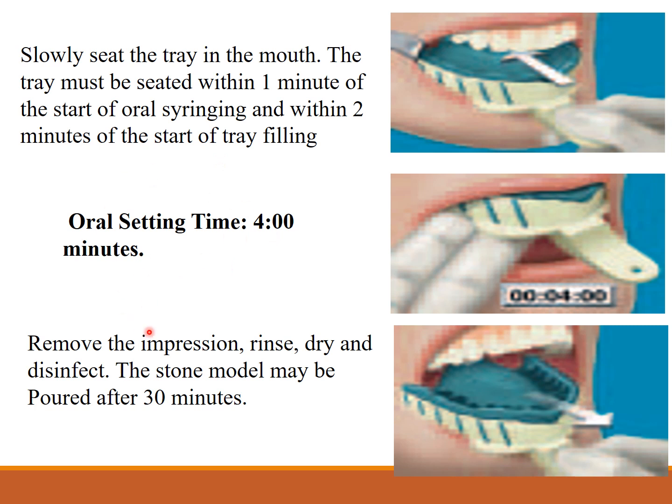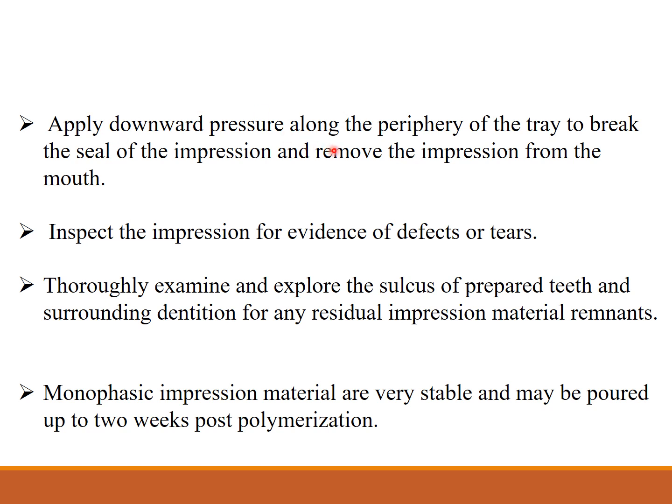Oral setting time is 4 minutes. That's important that you have to know. Remove the impression, rinse, dry, and disinfect. The stone model may be poured after 30 minutes. Apply a downward pressure along the peripheral tray to break the seal, because these are very tight impression materials. They take tight space, and then remove the impression from the mouth. Inspect the impression for evidence of defects or tears. Thoroughly examine and explore any sulcus, dentition, or any remnants around the teeth. It's a very stable material. It can be poured up to 2 weeks, but of course you should do it as soon as possible.